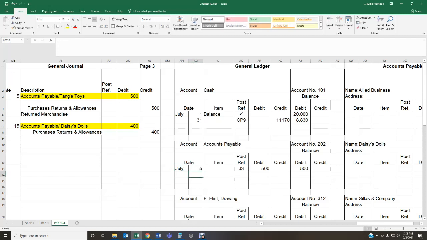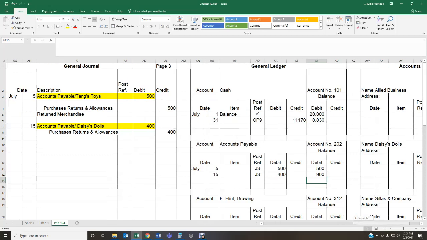And then the next one we have is on July the 15th. We've got another debit of $400. This is happening on Journal 3, and my debit is for $400. So now I get to add my first debit and my second debit, and that will give me my ending balance of $900 as of that point in time. So that's the second transaction that got posted to my accounts payable.